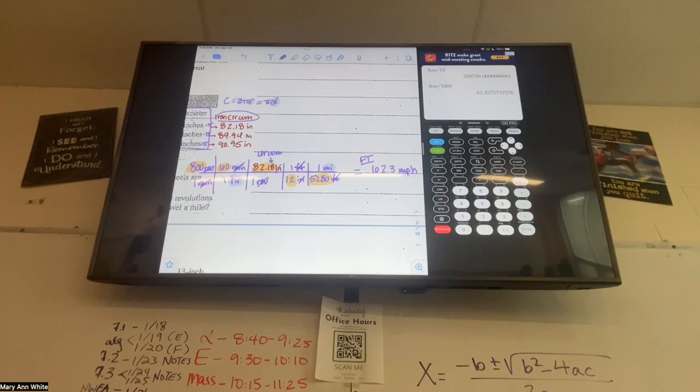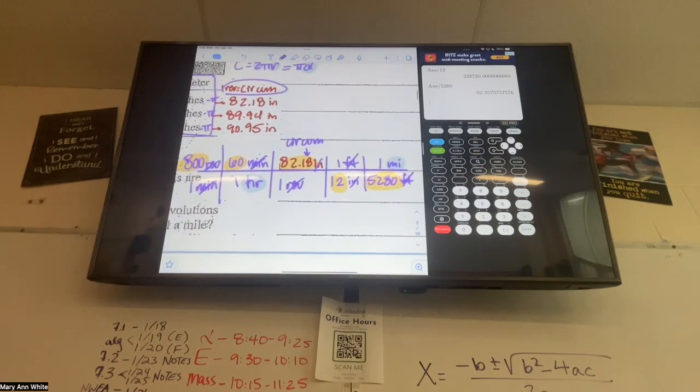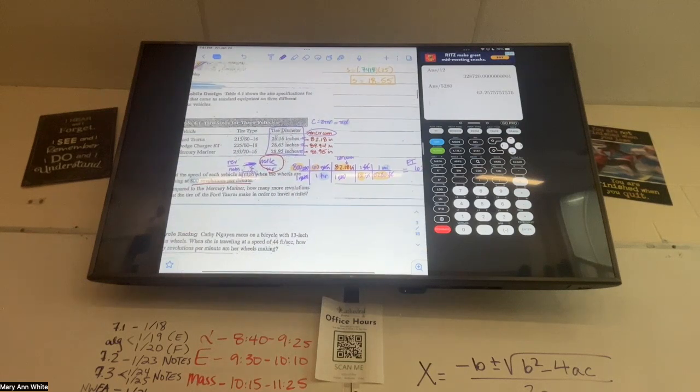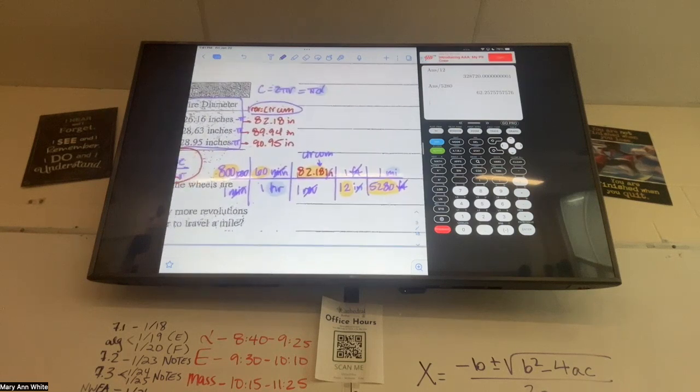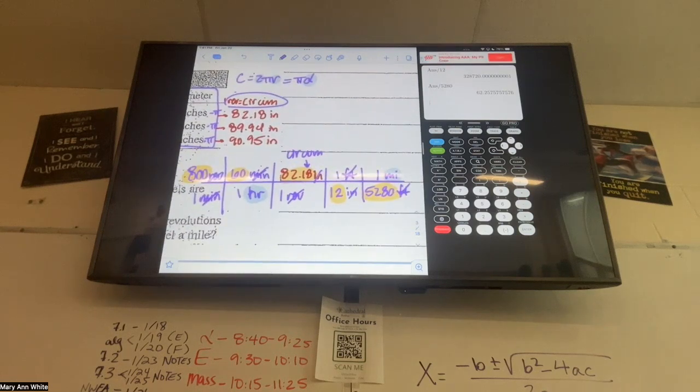All right. Technically, we should do that for the other two. We're not going to just for sake of time, but if I were to do it for the other two cars, the Dodge Charger and the Mercury Mariner, what's the only thing I would need to change here? Your circumference. The only thing I would need to change is my circumference. The revolutions per minute's the same. Minutes per hour is never going to change. Inches per foot is never going to change. Feet per mile is never going to change. So if I were to do this again for my Dodge Charger, I would not do 82.18. I would instead do my 89.94 and then plug back in.